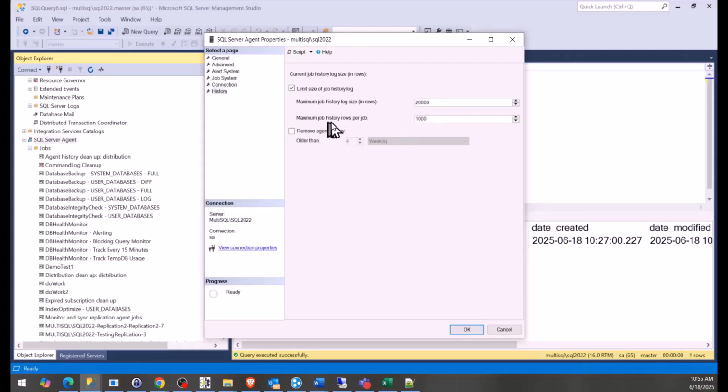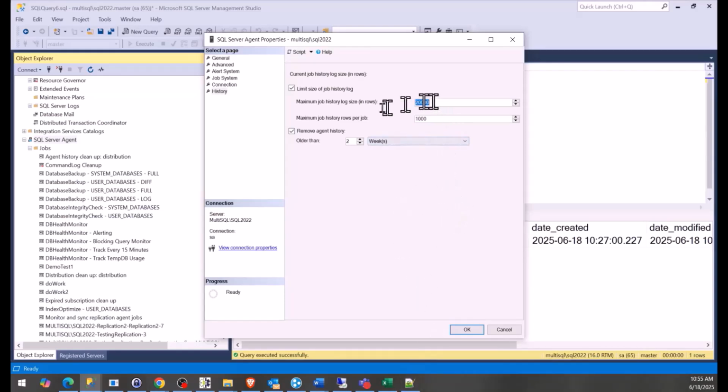And then the maximum job history rows per job is 1,000. So what that means is that if I've got 30 jobs listed over here, at most I'm going to have 1,000 entries per job. And at most, I'm going to have a total of 20,000 entries. And I could say something like, let's remove older than 2 weeks. That's going to help keep it trimmed as well. So when we go look at the history, that's the same tables that we're using to display that chart that Mitch just showed. This is going to control it.